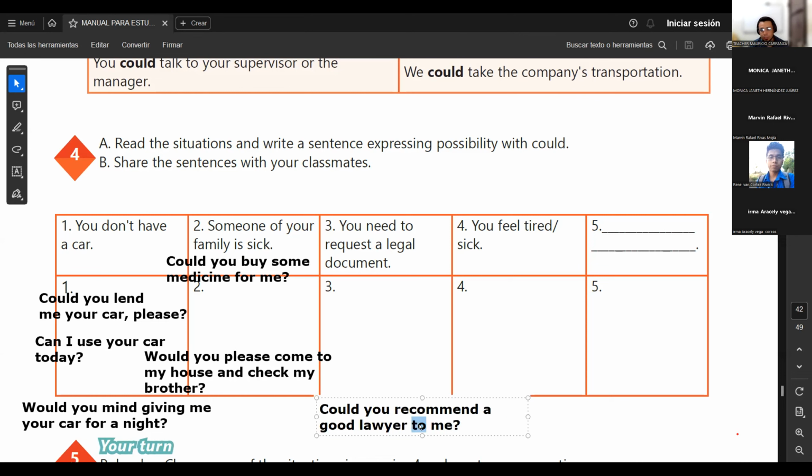Y aparte de eso, las preposiciones en inglés tienden a ser variables, ¿verdad? Porque puede que más de alguna preposición haga la misma función en la pregunta. Entonces, en este caso podría ser to me or for me. Okay. But it's more common to use to me. Okay, thank you. No problem.